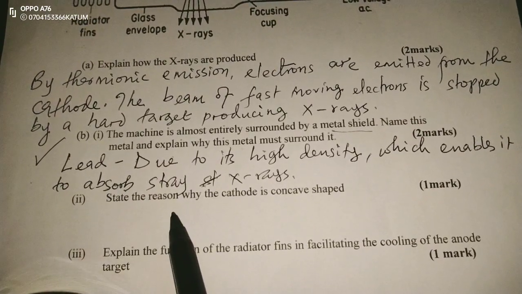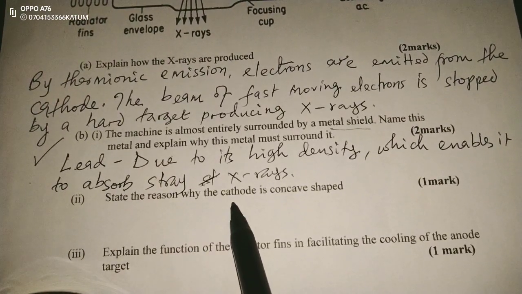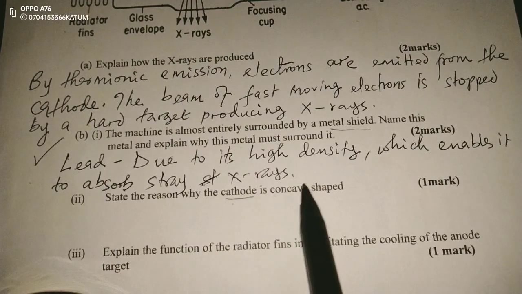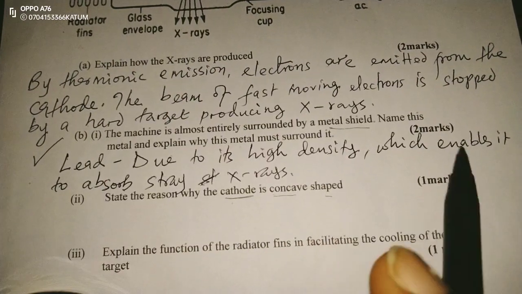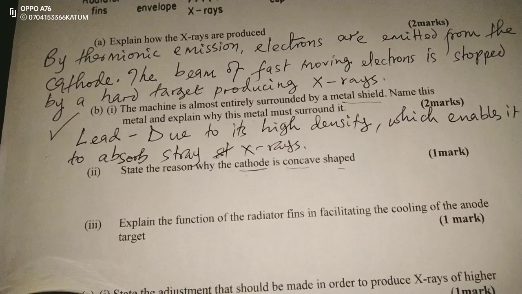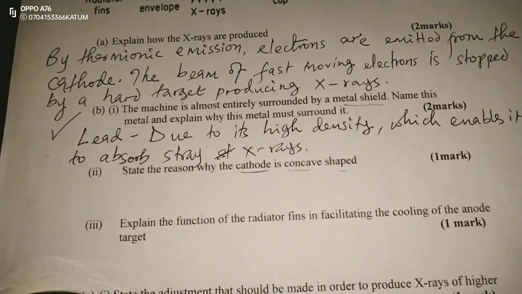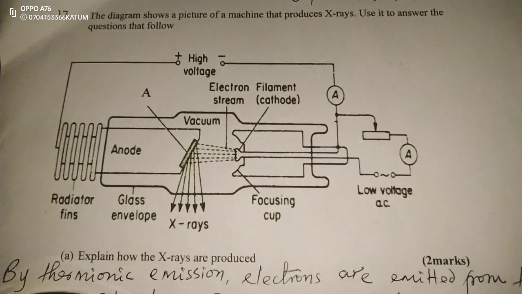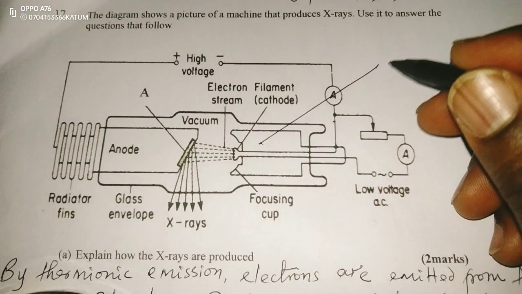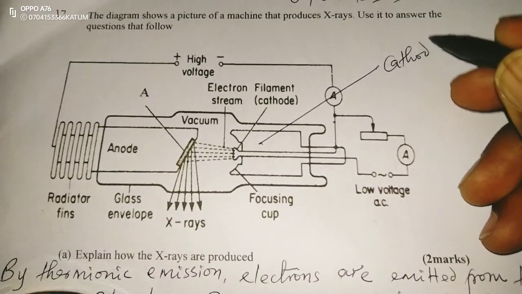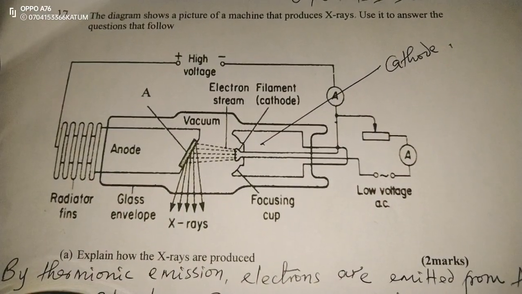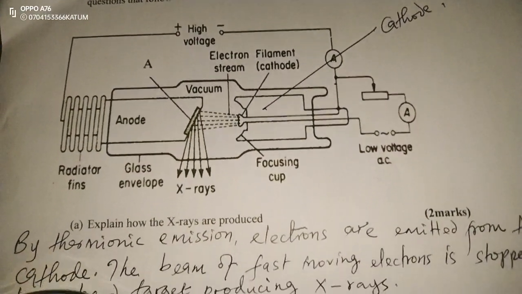State the reason why the cathode is concave shaped. Why is the cathode concave shaped? As we see the cathode here, this is the cathode. It is concave in shape.